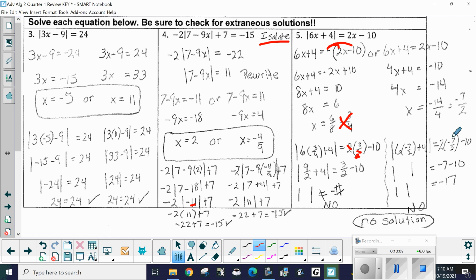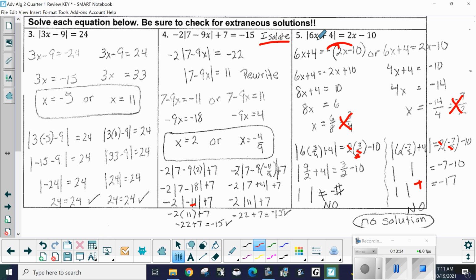If I look on the right-hand side, the 2's cancel, and I get -7 minus 10 is -17. I don't even care what's in here because absolute value is going to be positive. A positive will not equal -17. So again, this solution doesn't work. In this case, I have no solution.